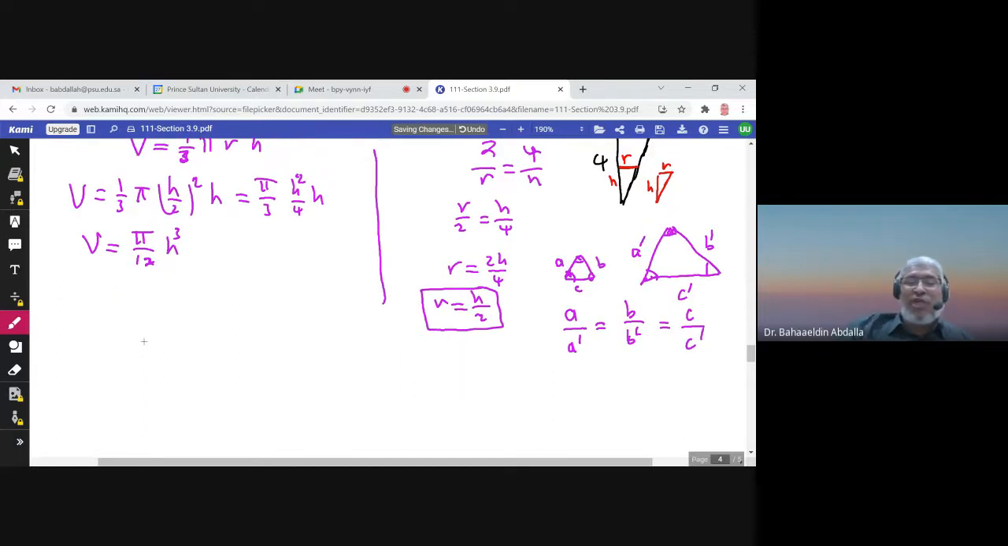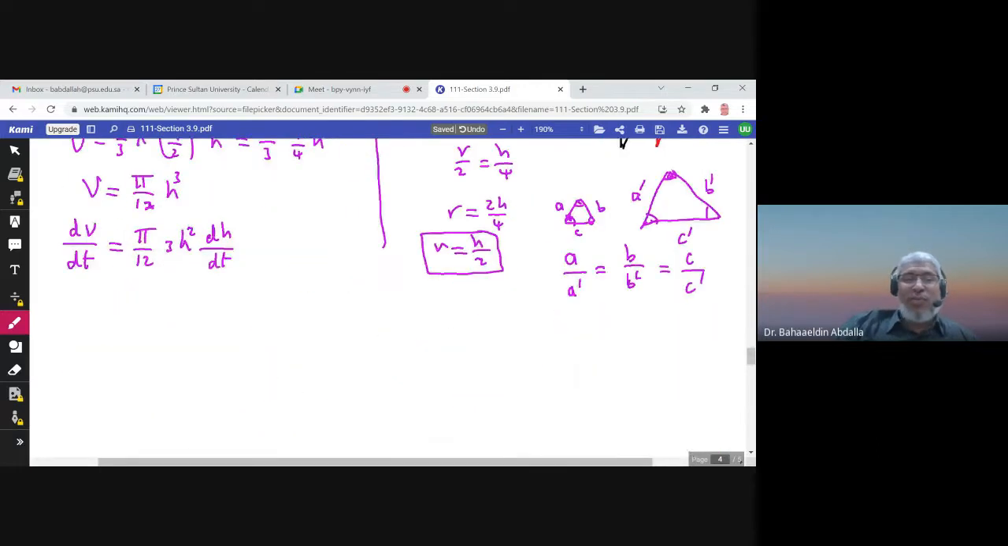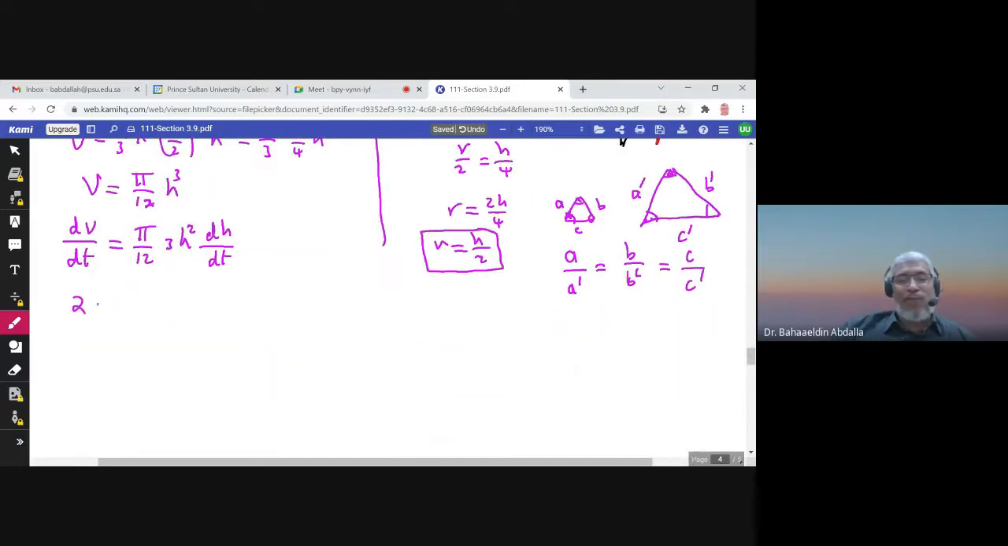And now this equation is nice because it relates v and h only. I can find the derivative with respect to t. dv by dt equals, this is a constant, keep it as it is, and find the derivative of h cubed, which is 3h squared times dh by dt. So what is dv by dt? It's given in the question, it's 2. Now 3 over 12 gives pi over 4, times h squared.